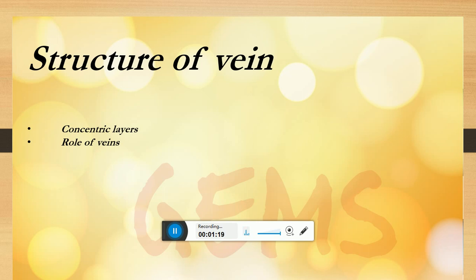Tunica intima is the innermost layer, with endothelial cells and the internal elastic lamina. Then you have tunica media, the middle layer. It contains muscle tissue, elastic fibers, collagen, and the external elastic lamina. The last one is the tunica adventitia, the outer coat, with elastic and collagen tissue and muscle fibers.